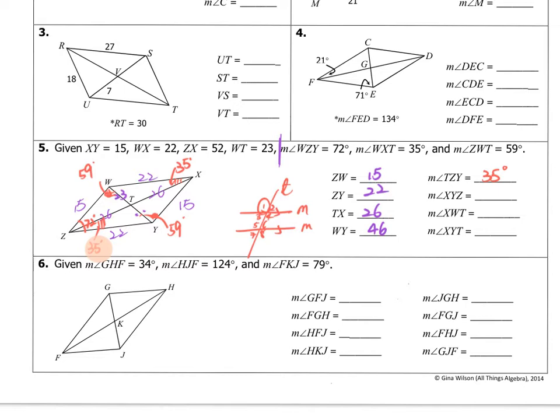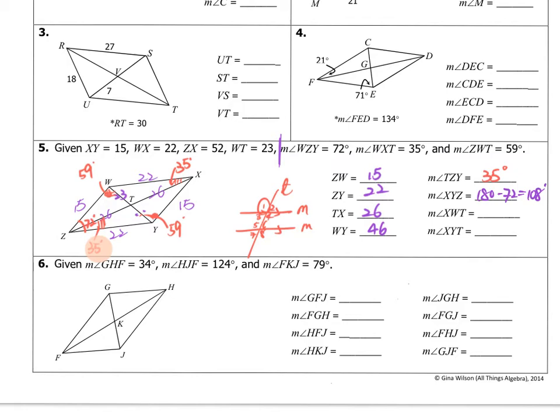And XYZ. So it's this whole angle here. If we know that the angle WZY is 72, then we know that XYZ must be supplementary. So it's 180 minus 72. That should give me 108.